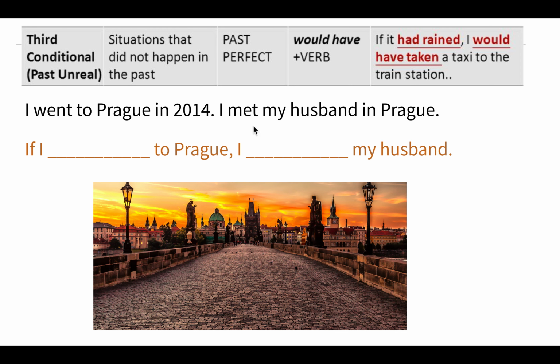Okay, so here's the answer. If I had not gone or hadn't gone to Prague, I wouldn't have met my husband. If I hadn't gone to Prague, I wouldn't have met my husband. Well, lucky for me, I did go to Prague and I did meet my husband.